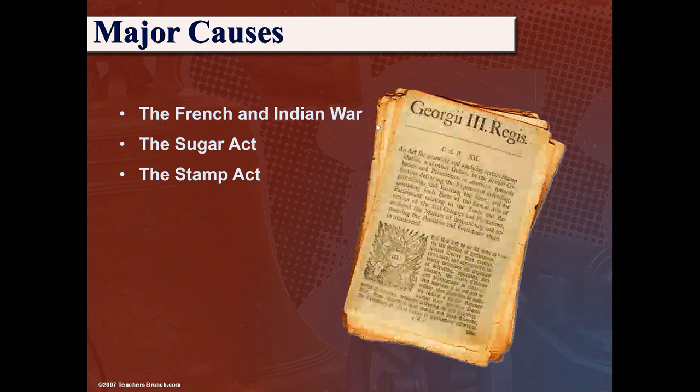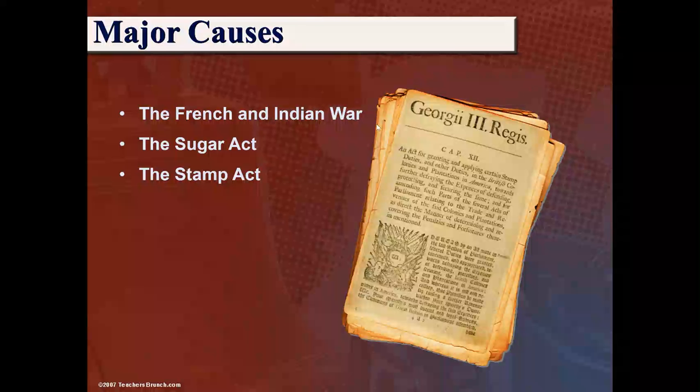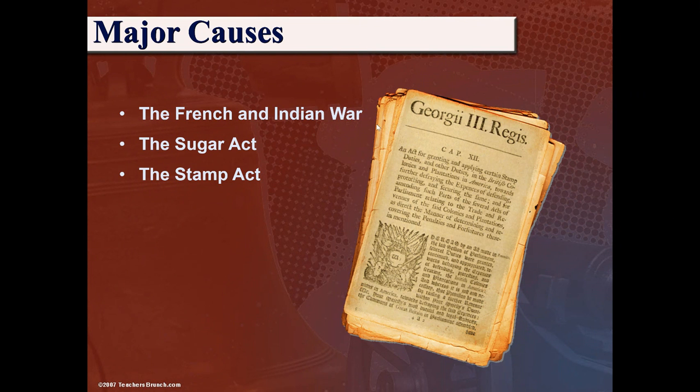So this is kind of a very vague introduction of the causes, but there were two main categories for the reason that the American Revolution got started. Firstly was war, and secondly was taxes.